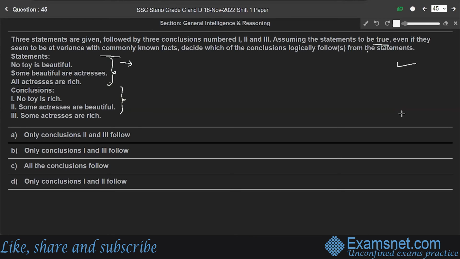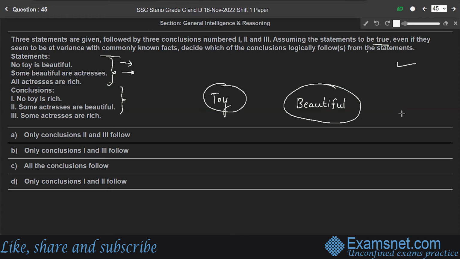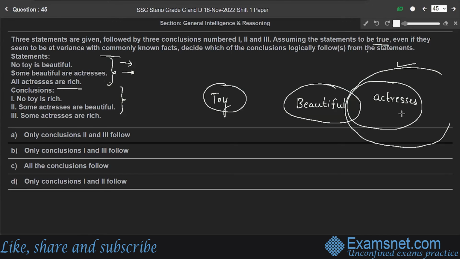No toy is beautiful. So we'll consider set of toy and set of beautiful. So no toy is beautiful. Next one, some beautiful are actresses. So we'll consider set of actresses. So some beautiful are actresses. All actresses are rich. So we'll consider set of rich, in which set of actresses is included. This is set of rich.